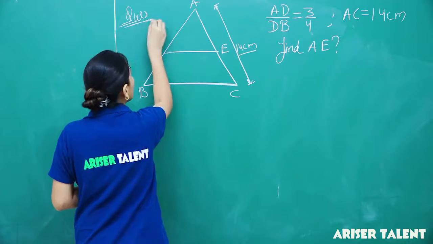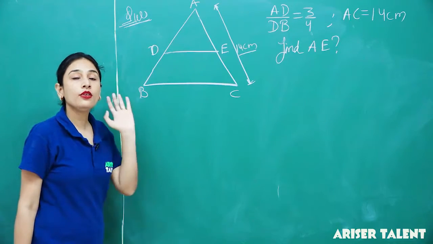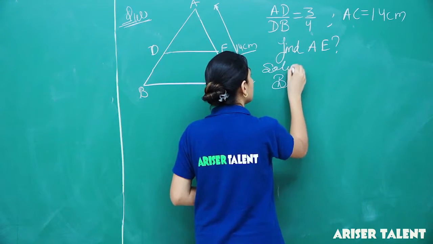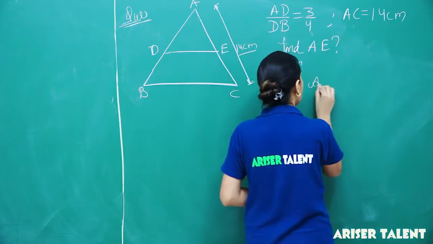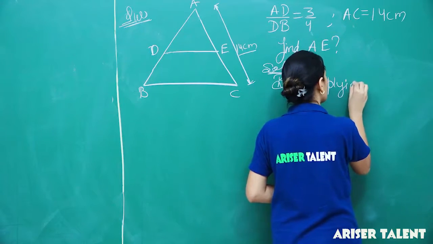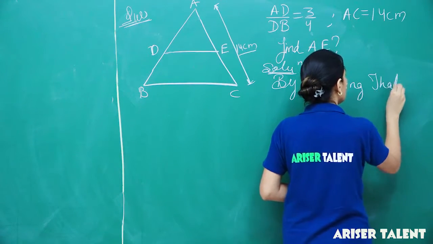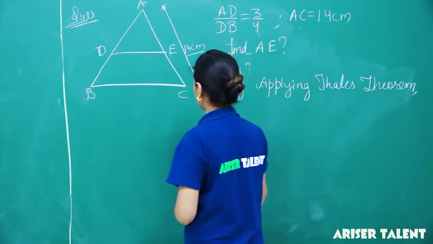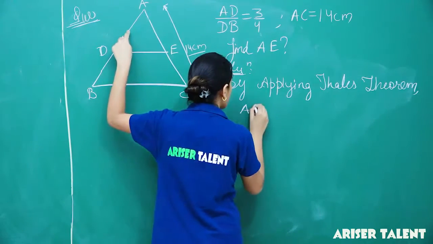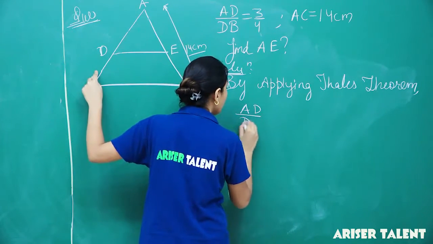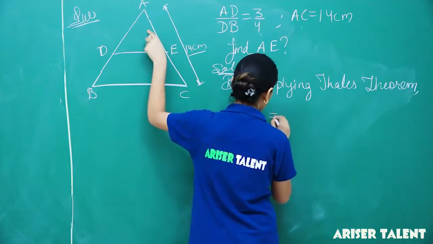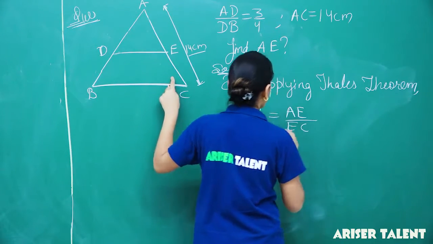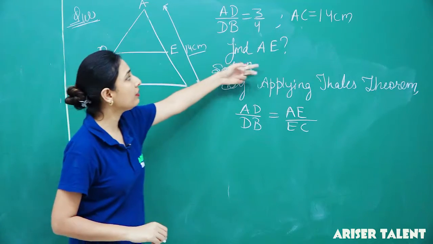Now, how will you solve this? Simply, you will apply the Thales theorem. Solution: by applying Thales theorem, you will get AD by DB equals AE by EC. Now the given values are known, and you have to find the value of AE.